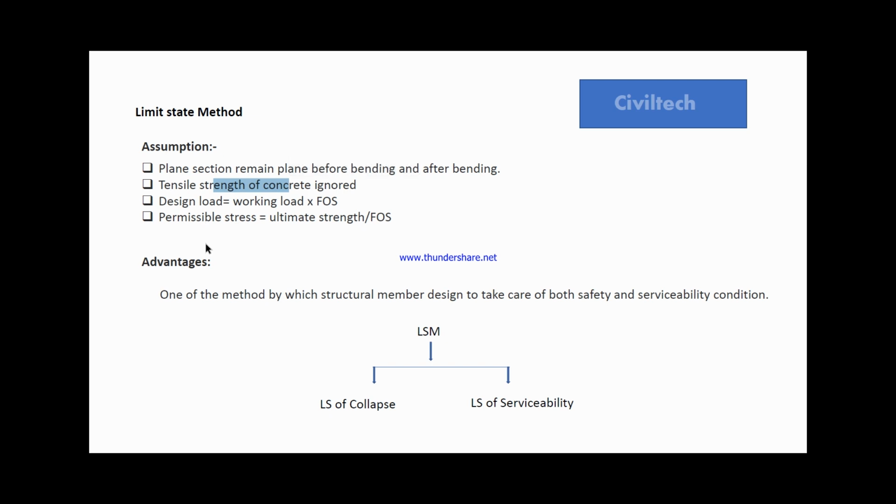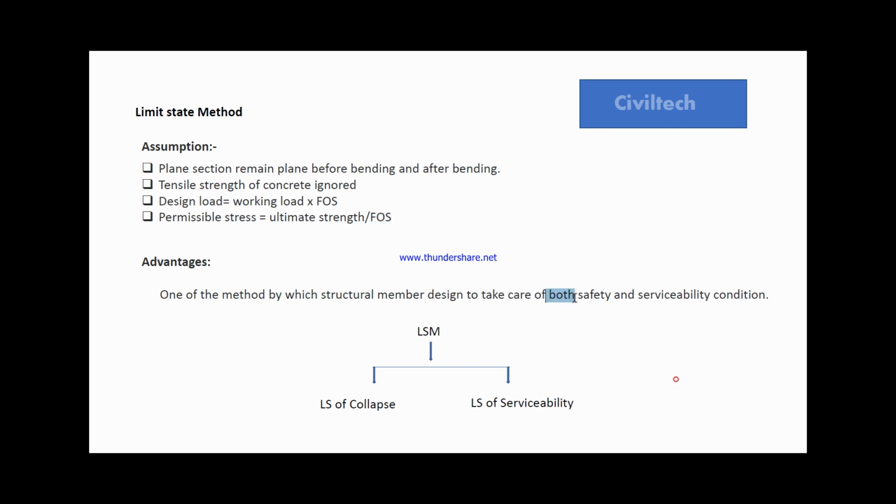Third and fourth assumption, to calculate the design load, working load we are multiplying by factor of safety, as well as to calculate the permissible stress, ultimate strength we are dividing by factor of safety. Here the disadvantage and limitation of the limit state method is negligible. So we are going to talk about the advantage of the limit state method. This method takes into account the ultimate strength of structure, and also checks for required serviceability.